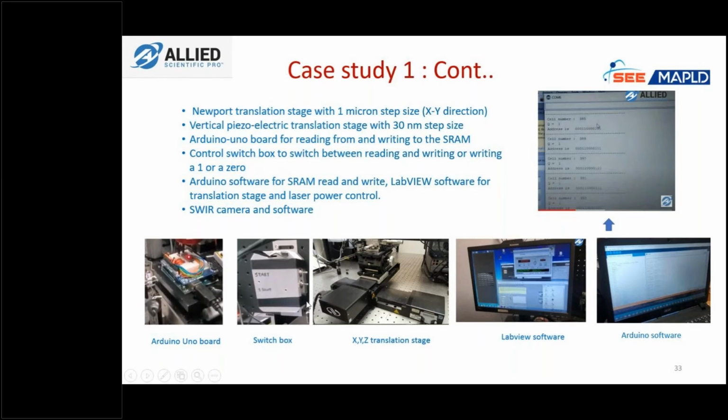So this is some of the basic components of our system. We mounted the chip on an Arduino Uno board so we could read and write on it. So we wrote with the Arduino code 1 to all the cells, all the 64 by 64 cells. This is our translation stage. In the vertical, you have this other actuator that has a 30 nanometer resolution. And we made a box for switching, basically reading and writing, and also writing a 1 or writing a 0. And this is the Arduino software for reading and writing. The control software was all LabVIEW.